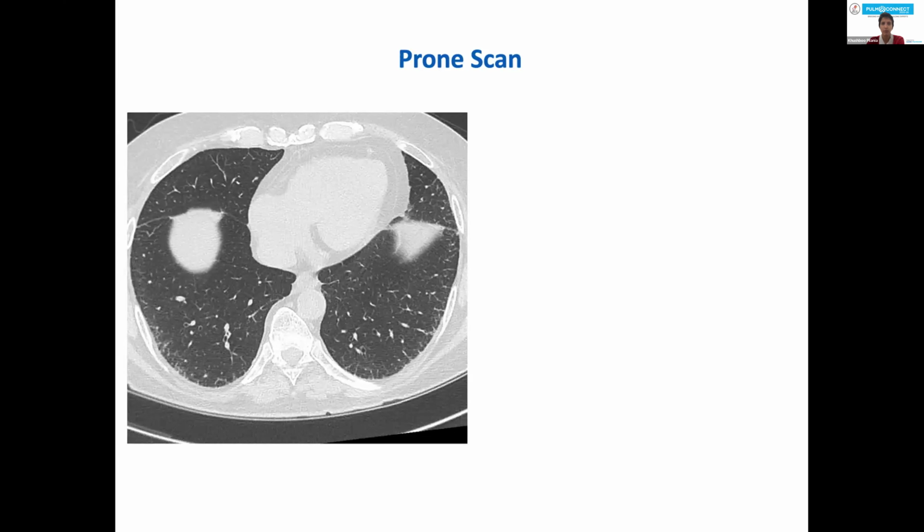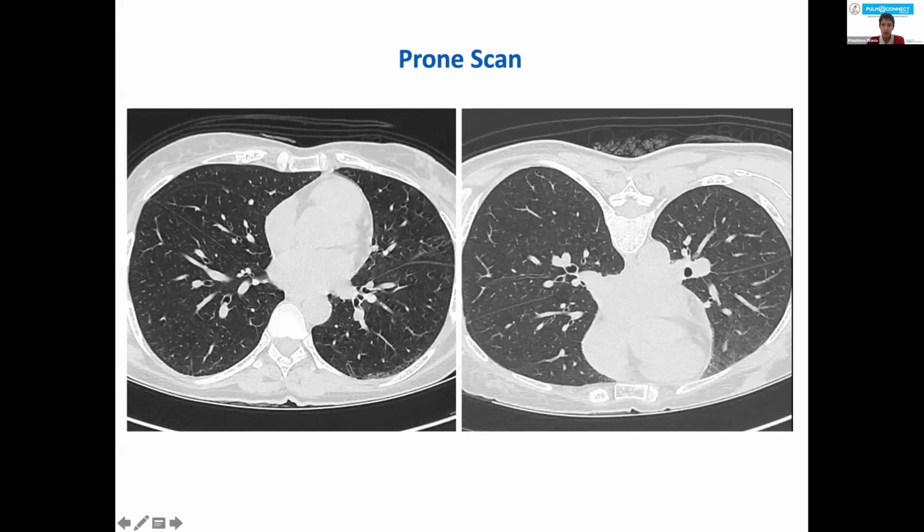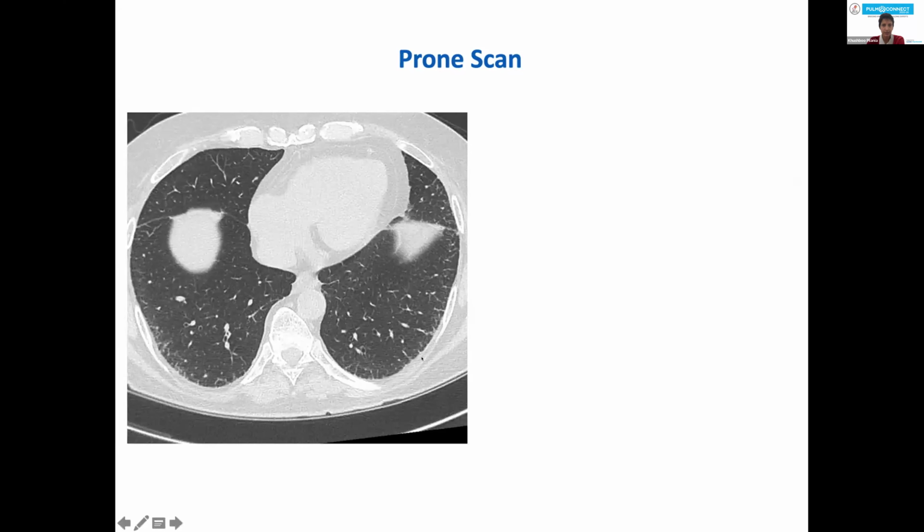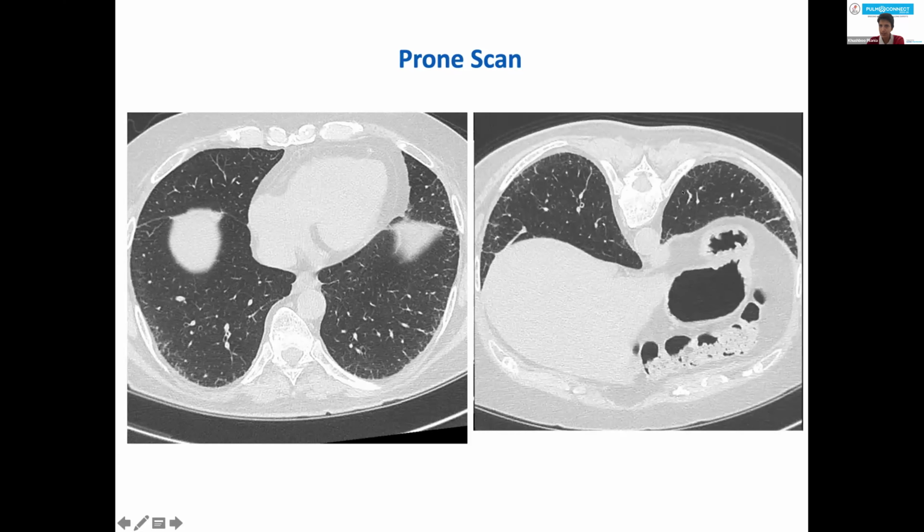The moment you do a prone scan, you see that these opacities disappeared, and you are very confident in saying that it is only dependent opacities. Another similar companion case where you see similar dependent reticulations, on prone scan they persist, and you know it's a very early interstitial lung disease. So that is why it's important to do the prone scans.